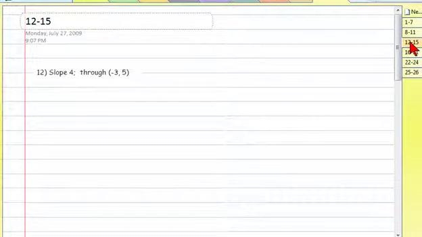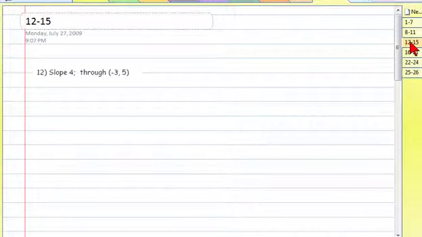When we get to numbers 12 through 15, this is the part of the lesson, I believe from 8.1, that asks you to find the equation of the line, and it gives you certain information. The tools that you need are on your blue sheet. You need the slope formula, you need y equals mx plus b, and you need the point slope formula. You need to know about parallel and perpendicular lines.